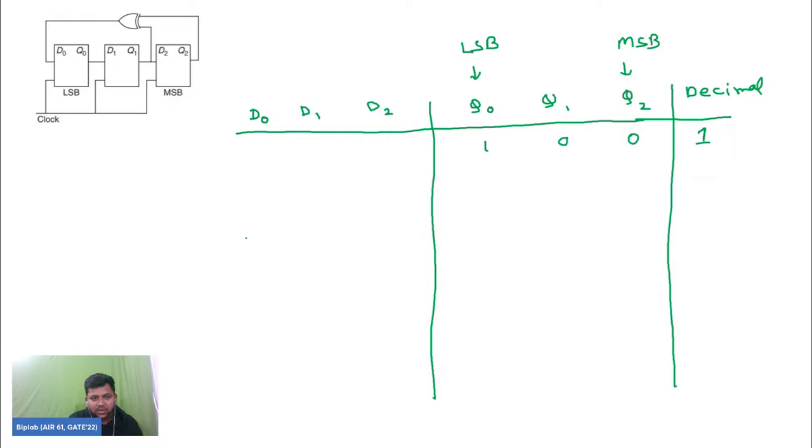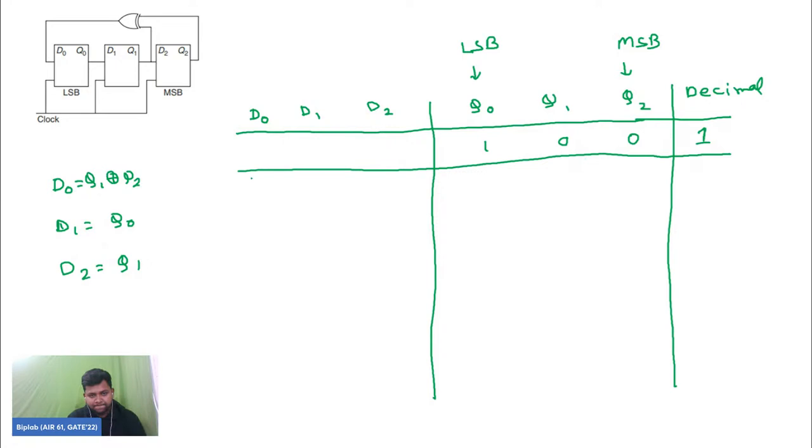So what is D0? Let us write the expression. D0 is nothing but XOR of Q1 and Q2. D1 is equal to Q0. D2 is equal to Q1. Now you can see D0 is Q1 XOR Q2. 0 XOR 0 will be 0. Now D1 is Q0, so that is 1, and D2 is Q1, which is 0.